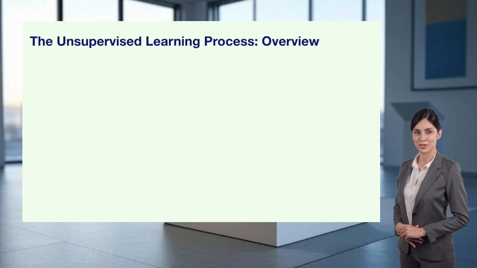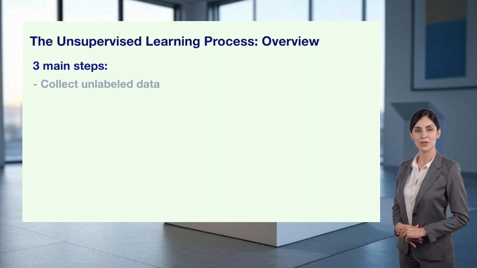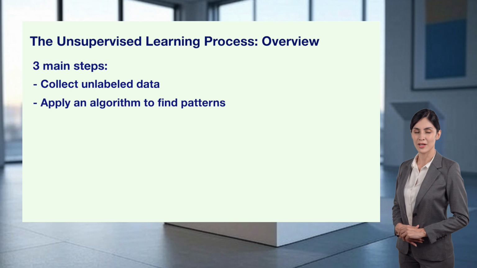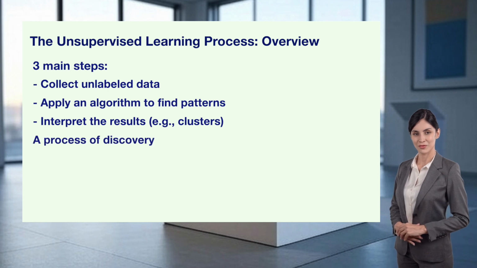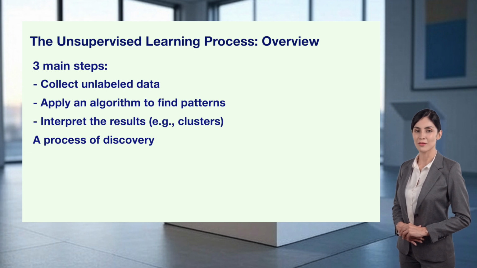The unsupervised learning process follows three main steps, different from supervised learning. First, we collect unlabeled data to analyze. Then, we apply an algorithm to find patterns, like grouping similar items. Finally, we interpret the results, such as identifying clusters of data points. It's a process of discovery, where the model uncovers hidden structures on its own. Let's break down each step to see how this exploration works in practice.